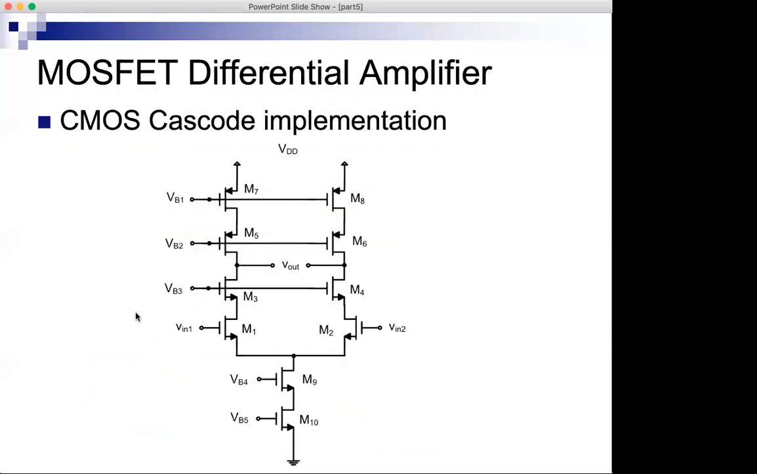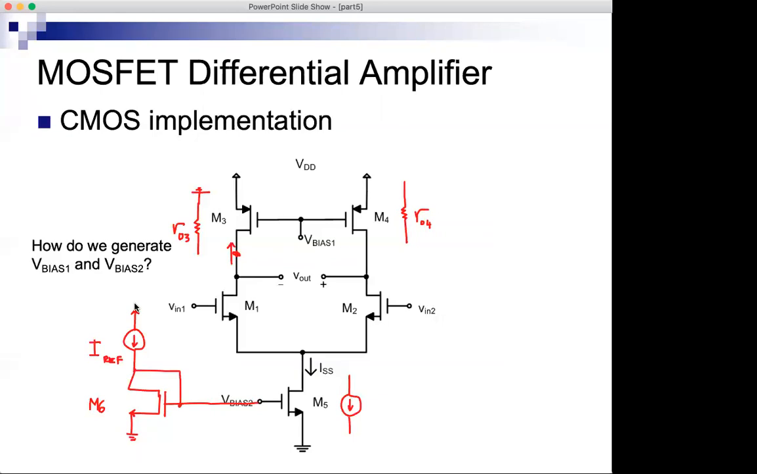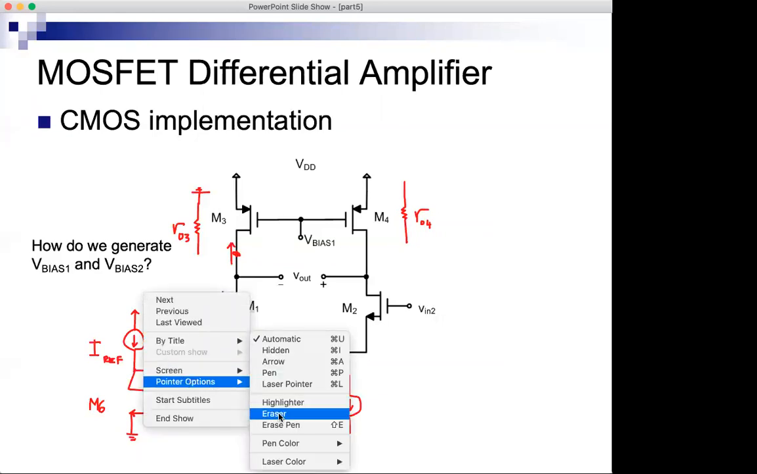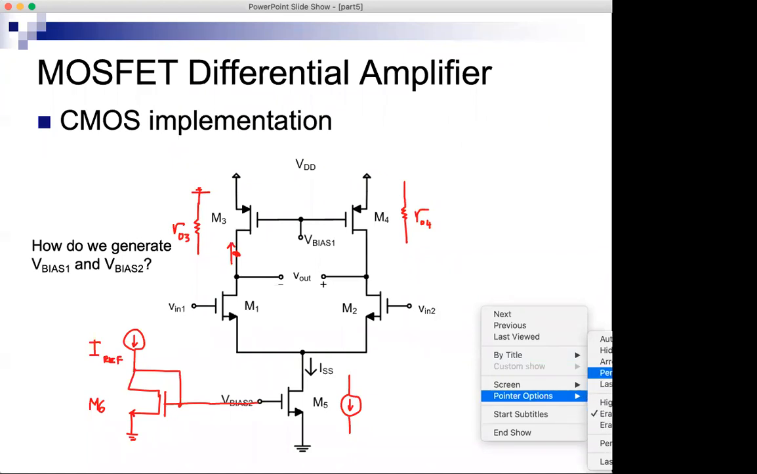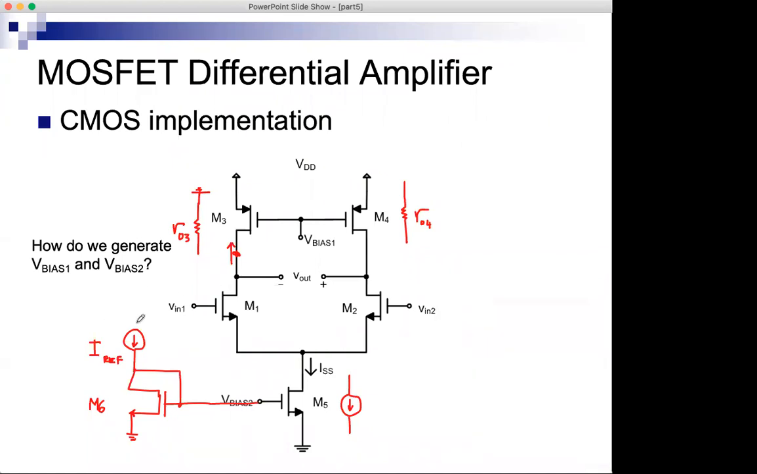And eraser. And extend this to generate V bias 1 from it. Okay, so I will extend this to generate also V bias 1 using a P MOSFET. Using a P MOSFET. And this is how I can generate V bias 1.